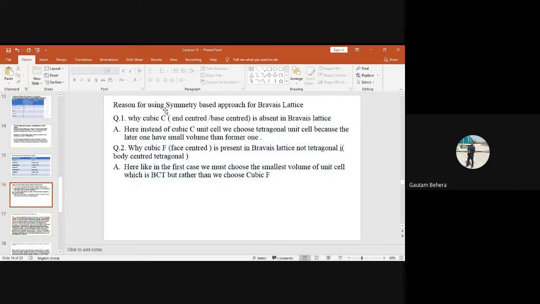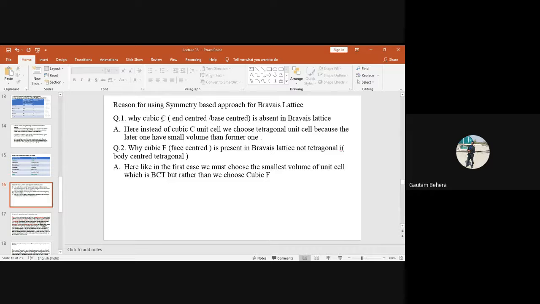Now the question is the reason for using a symmetry based approach for Bravais lattices. As I told, we are using a symmetry based approach to say we have only 14 Bravais lattices, not 15, not 16, not more than that. Why? So just have a look.